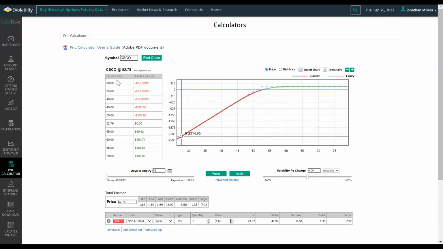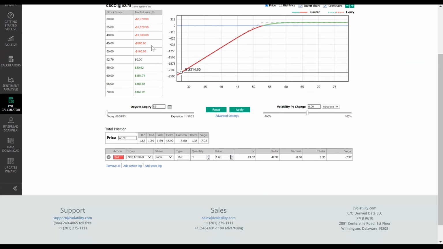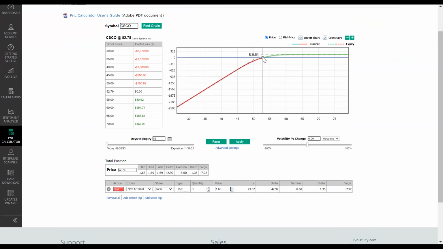In table format, this tells me with Cisco at 52.78, if the stock price goes to the following levels, what does my P&L look like? Obviously, if Cisco drops to 30 bucks, I'm sitting on a pretty big loss. By selling this put, you do expose yourself to the downside. If Cisco goes down in price, this is going to get more and more expensive, and since we're selling it, we'll be showing a loss. On the other hand, if Cisco stays where it is or moves higher, we'll obviously be showing a profit. This blue line is the break-even line.